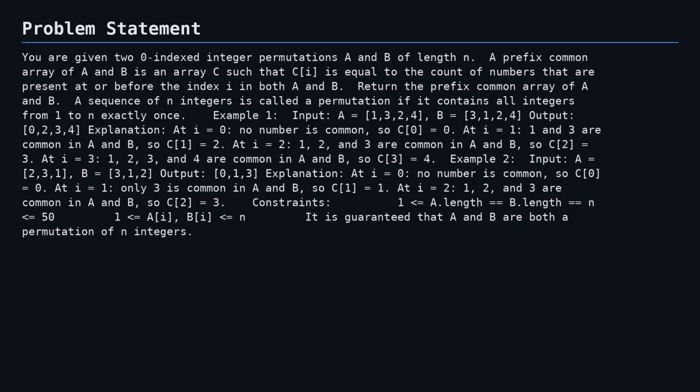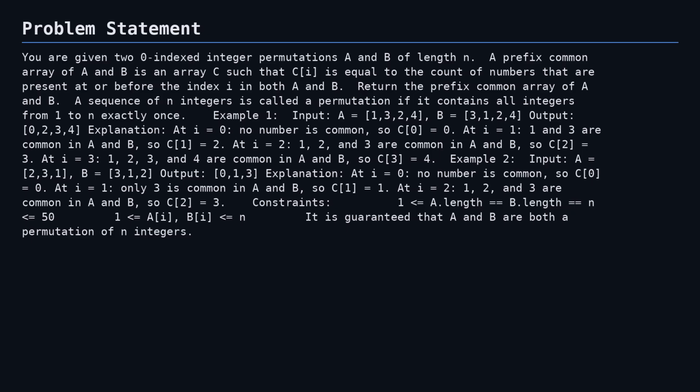The problem statement is asking us to find the prefix common array of two arrays, A and B. This means we need to find the common elements in the two arrays as we iterate through them, and return an array where each element represents the number of common elements at that point. For example, if we have two arrays, A and B, we need to find the common elements at each step and return an array where each element represents the number of common elements.